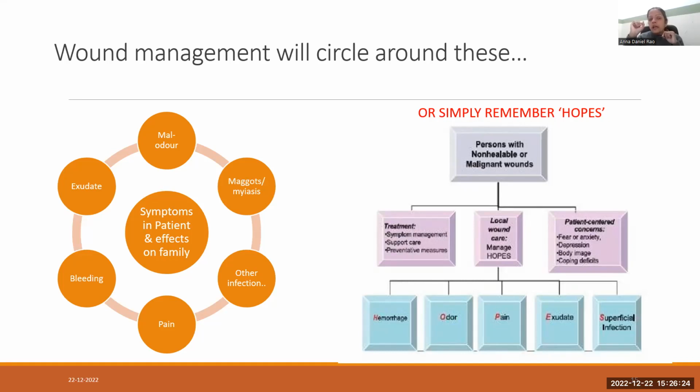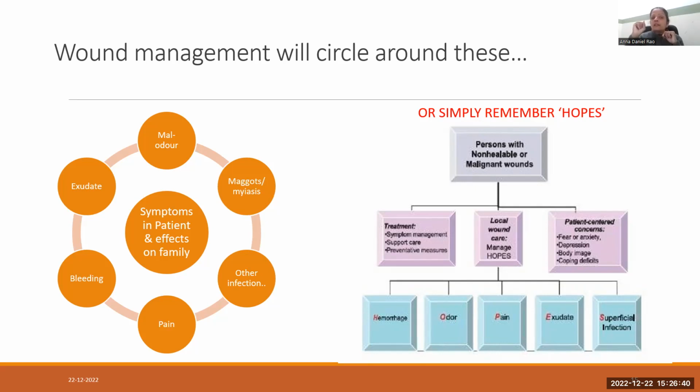And last but not the least, the maggots. What will happen? First, prevent the maggots from taking place in the wound. Okay, and if at all it has taken place, what to do?